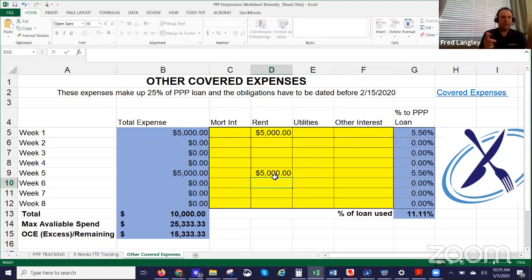If you're able to pay April rent in April, or if you've already funded a couple weeks ago, that would do it. But it's only within the 8-week time frame; you can't go back and pay a March rent with your PPP money. Okay, and then we go here. I paid and then I have my utilities; most restaurants are going to have higher utilities than that. And then this is only interest. So if you had a catering van or something with a loan on it, it would only be the interest on that. Let's call this $100.